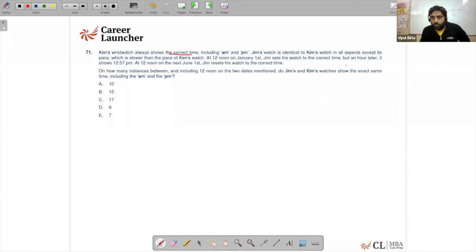So it sets his watch to the correct time, but an hour later, it shows 12:57. At 12 noon on the next June 1st, Jim resets his watch to the correct time. On how many instances between and including 12 noon on these two dates mentioned do Jim and Kim's watches show the exact same time, including AM and PM?